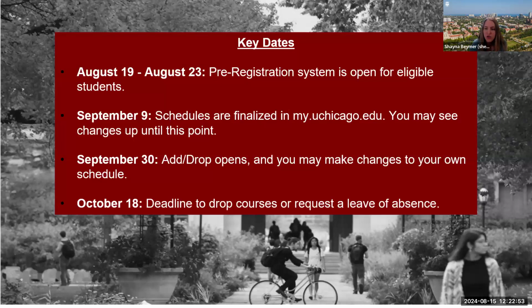Add/drop will open on the first day of classes, which will be Monday, September 30th, and we will review this process during the orientation week, so you'll know what to do with that process. And then finally, you'll have until October 18th to drop any courses. So if you're thinking about 3 versus 4 in the autumn, if you're leaning towards 4, we have until October 18th to drop down to 3, if that's something that you want to do.